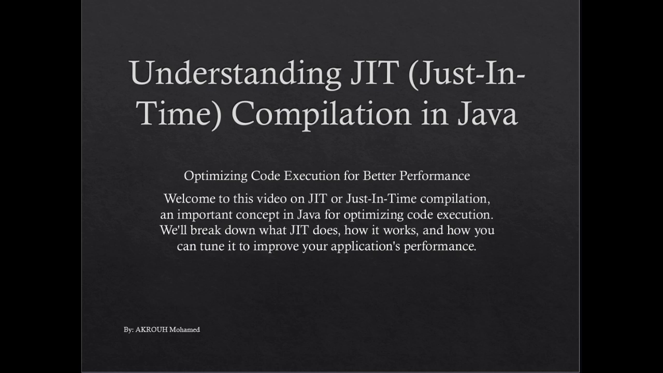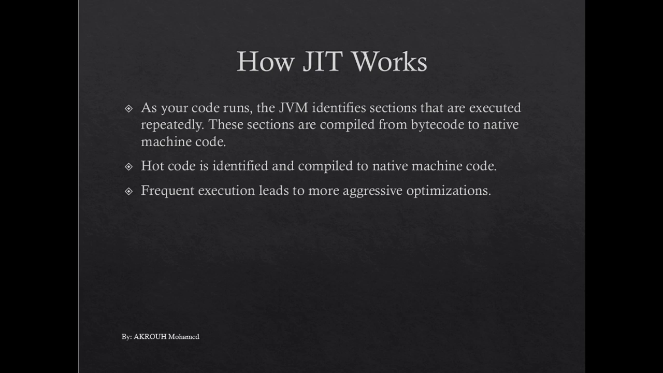JIT compilation plays a crucial role in improving Java application performance by converting frequently executed sections of code, known as hot code paths, into native machine code. This process enables faster execution during runtime, helping your application run more efficiently. As your code runs, the Java Virtual Machine, or JVM, identifies sections that are executed repeatedly. These sections are compiled from bytecode to native machine code, and the more frequently a piece of code is executed, the more aggressively JIT optimizes it.